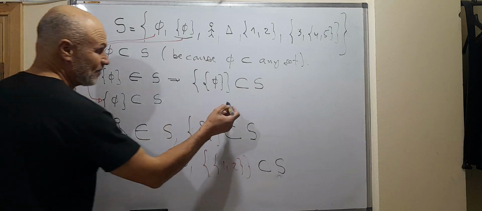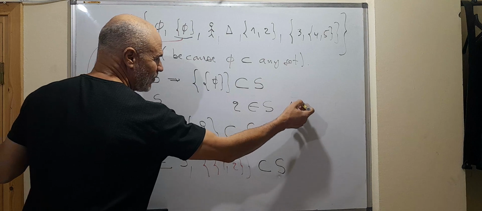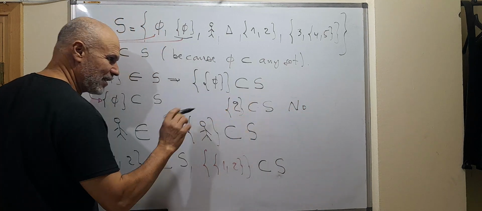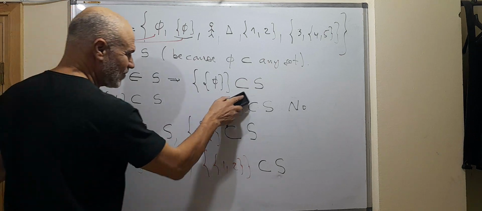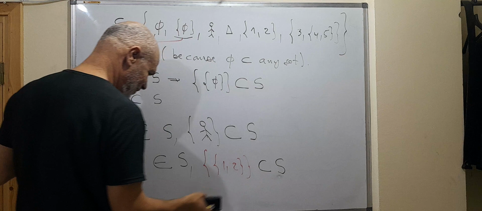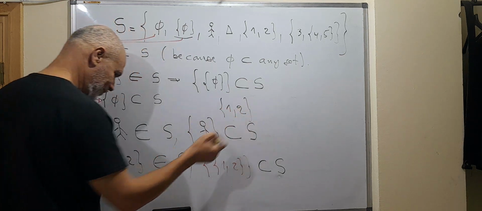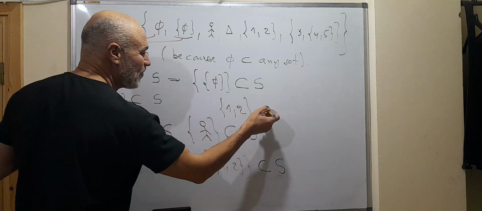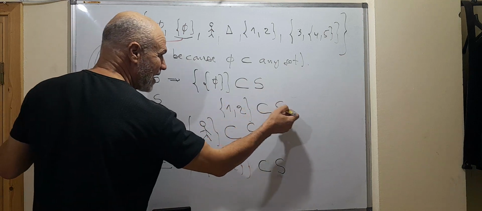How about 2? 2 belongs to S? No. 2 included in S? No. The set {1, 2} included in S? Yes. 1, 2 included, this belongs, included in S? No.